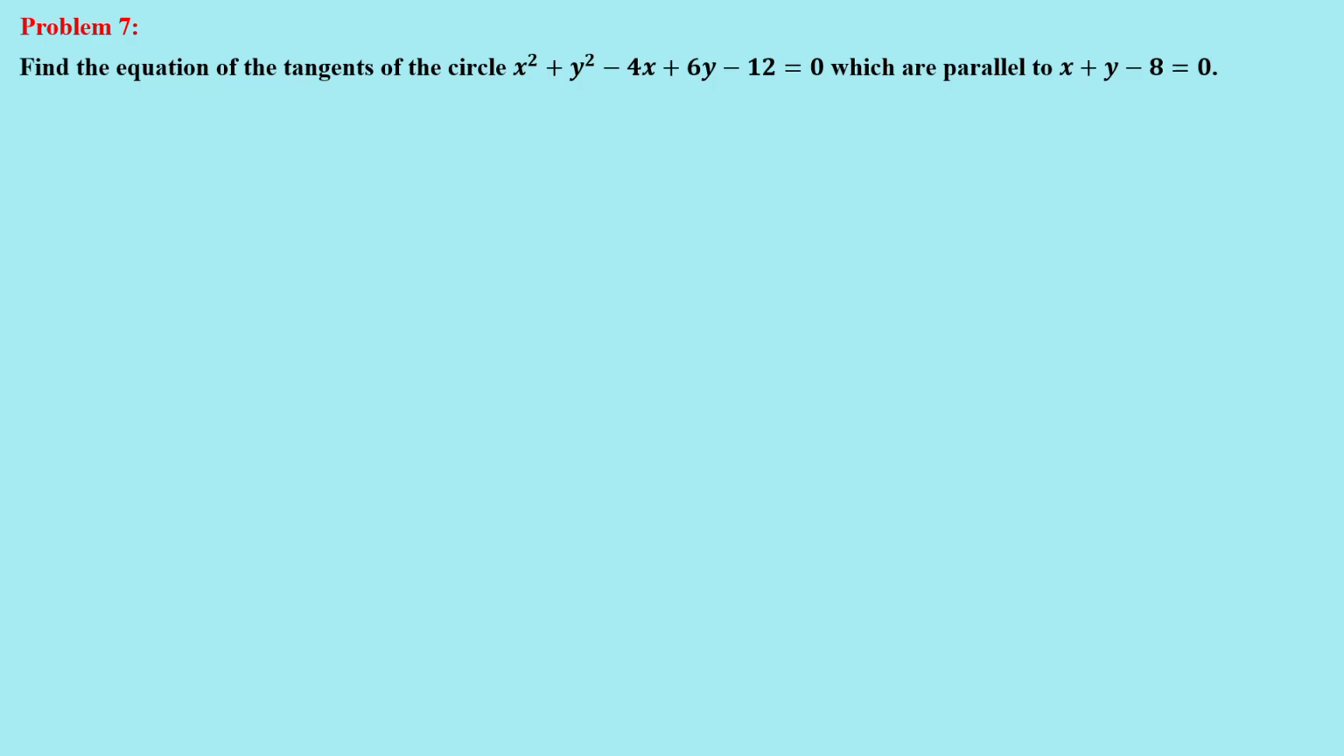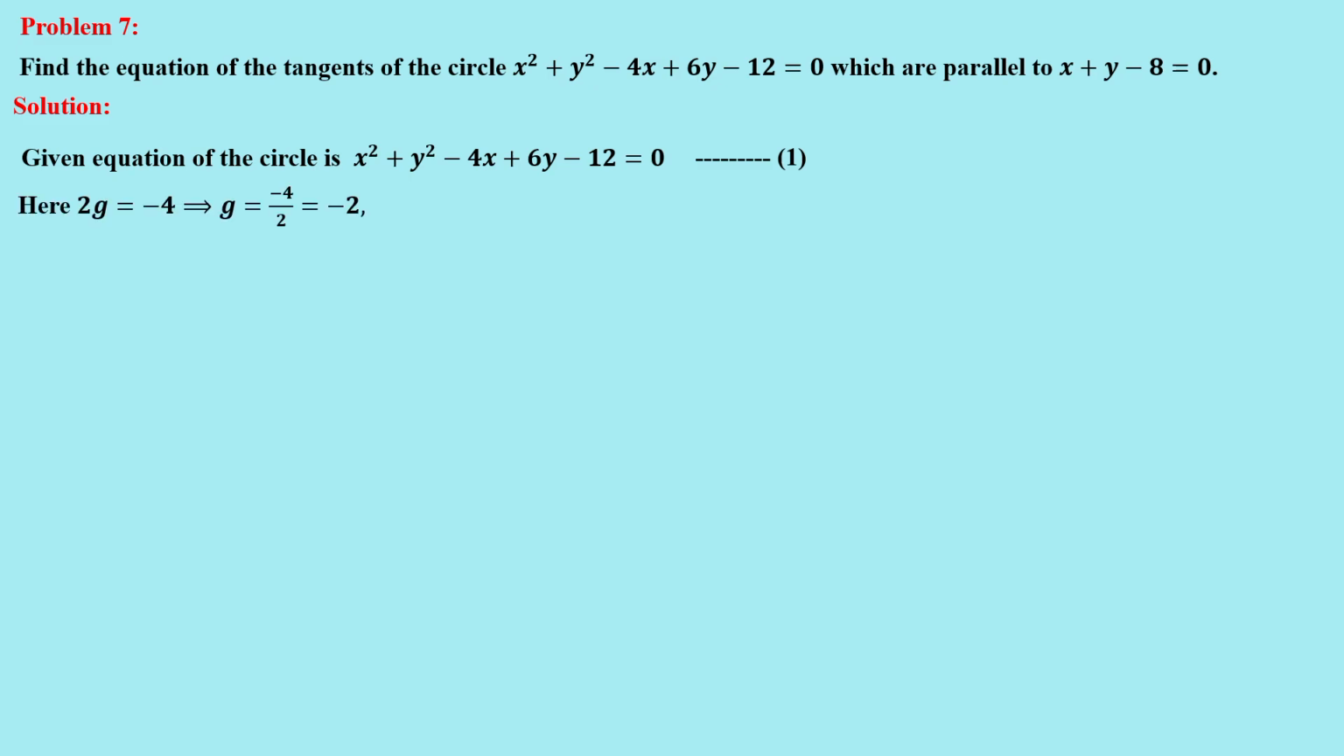Next problem. Find the equation of the tangent to the circle x square plus y square minus 4x plus 6y minus 12 equal to 0, which are parallel to x plus y minus 8 equal to 0. So the given equation of the circle is x square plus y square minus 4x plus 6y minus 12 equal to 0, that is 1.